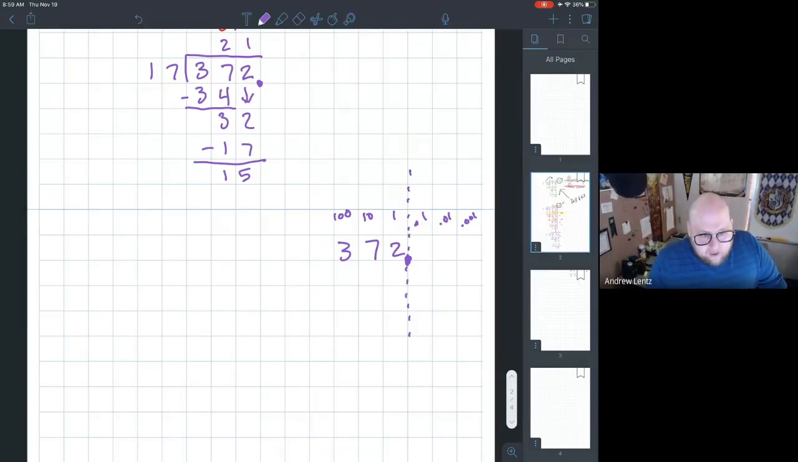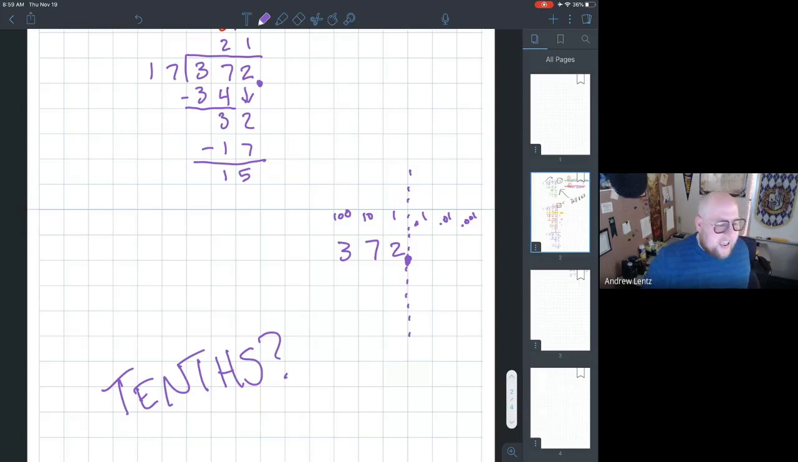If I put my decimal, I can put a number. Whoop, I dropped my pencil. I can put a number after it. I'm back. Hi. How many tenths do I have in the number 372? Well, here's the answer. Not tens. Sorry, not tens. Tenths. How many tenths do I have in 372?